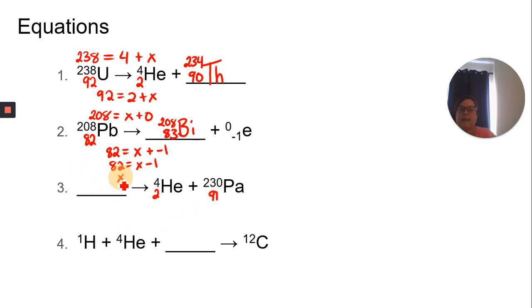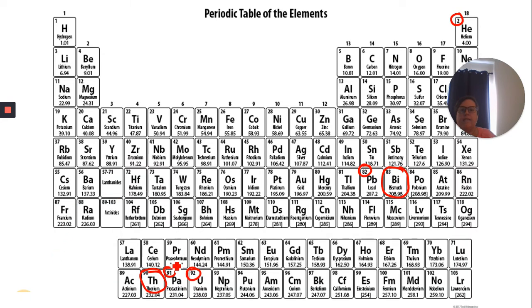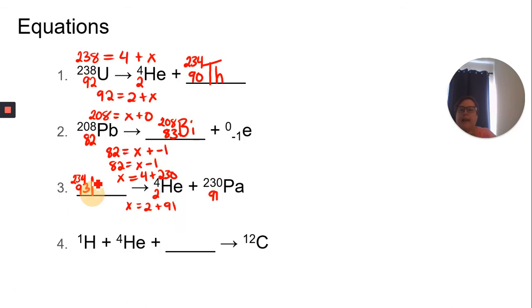Here we have X equals 4 plus 230, so we get 234. And then for the bottom, we have X equals 2 plus 91. So X is 93. And then we can go back to the periodic table and find number 93. It's neptunium. So we're going to write a capital N and a lowercase p.